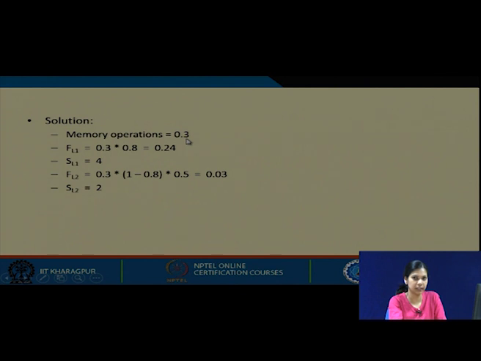Memory operation is 0.3, 30%. So, FL1 will be when L1 is used. L1 is used 80% of the time out of this, so 0.3 into 0.8, which is 0.24 for FL1, and SL1 is 4, which is already given. Similarly, for FL2, that is 0.3 multiplied by the remaining 20%. Out of 20%, 50% is used, so 0.5, that is coming down to 0.03, and SL2 will be 2.